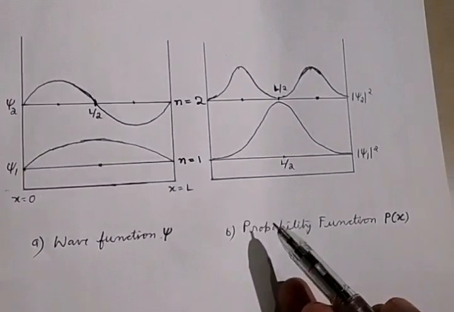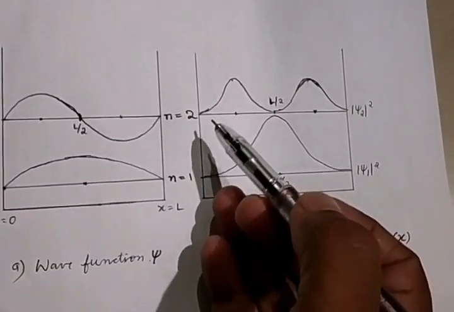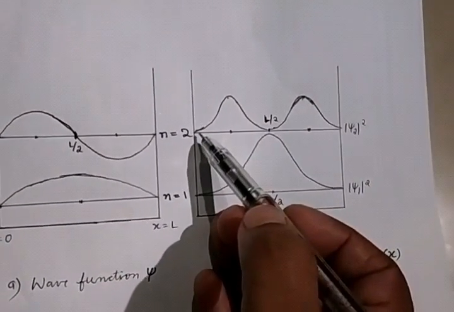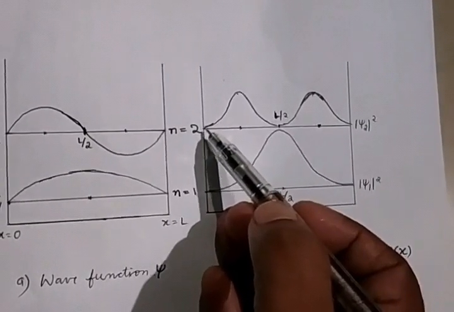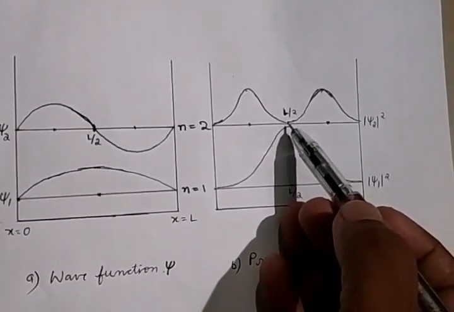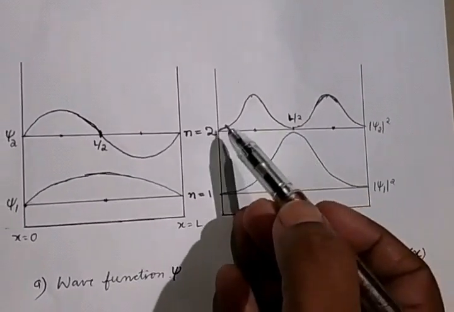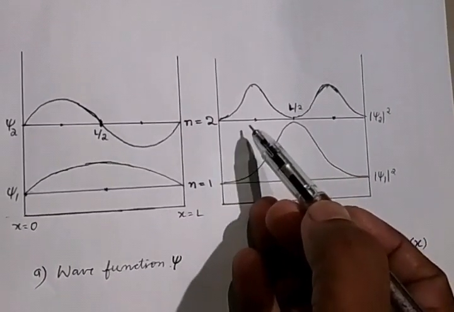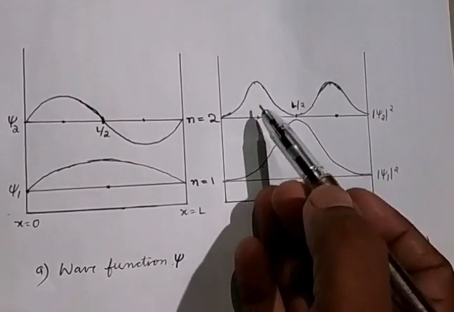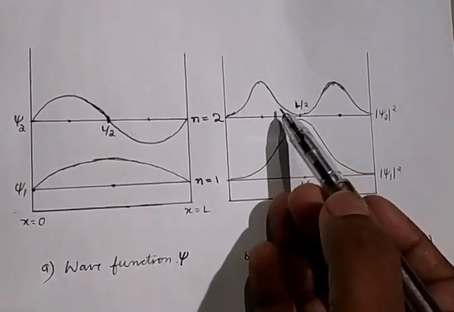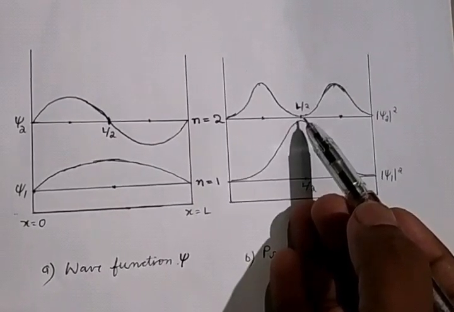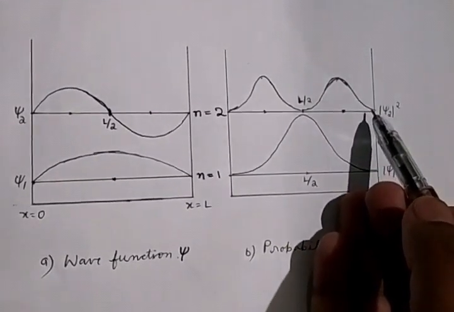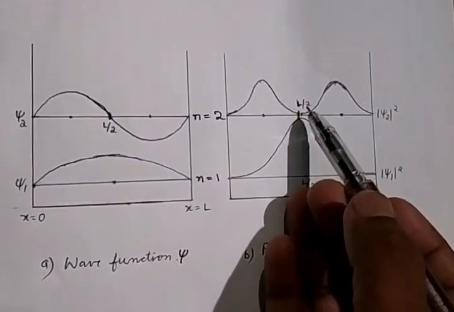Now let us look at the probability function P of x for the first excited state, n equal to 2. The probability function becomes 0 at the two boundaries and also at the center of the potential well, but the probability of finding the particle increases as you go toward the sides. That becomes maximum at L by 4. After L by 4 it starts to decrease toward 0 at the center, and again it increases toward the maximum at 3L by 4 and then decreases. So this is the probability function for the first excited state.